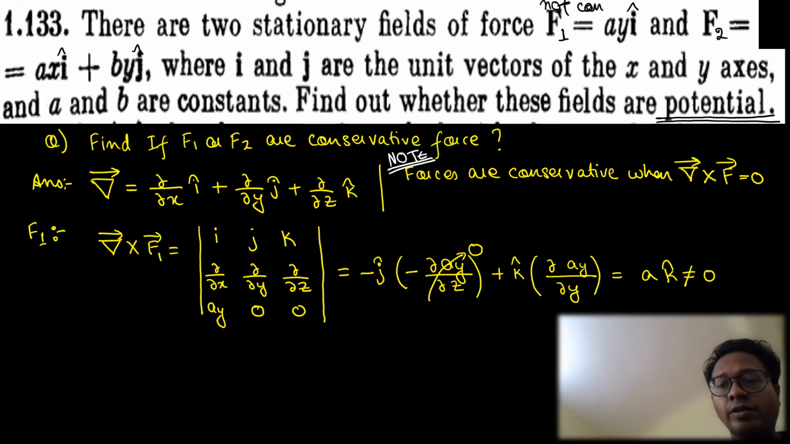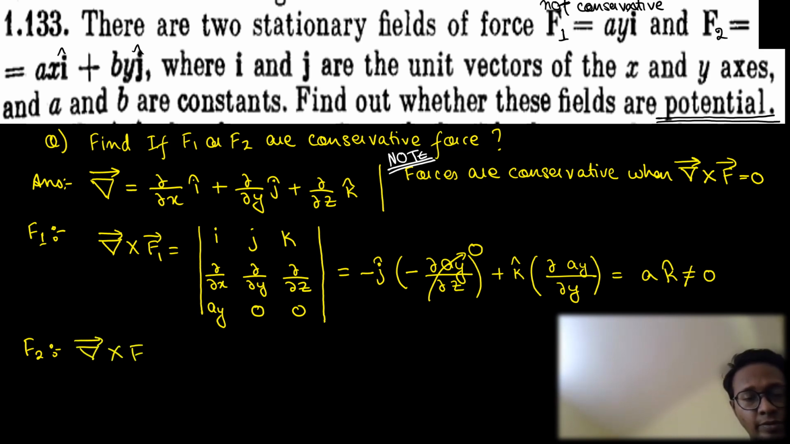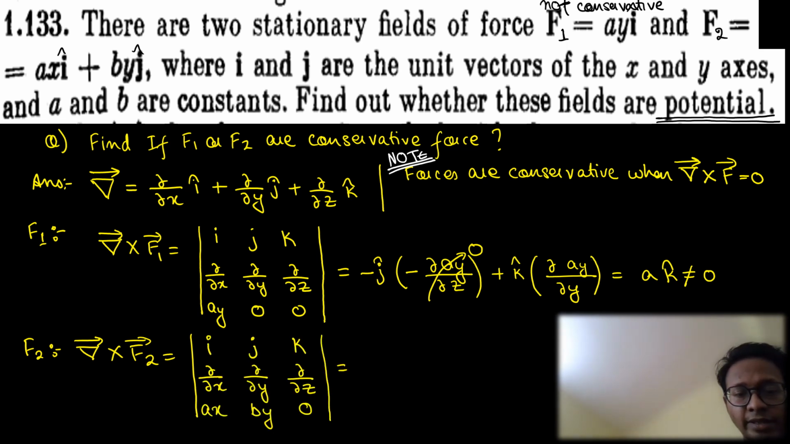It cannot be stored as potential energy. Now I'll check force F2: del cross F2. Similarly, I make the determinant, writing the cross product in determinant form. This is d by dx, d by dy, d by dz, and ax by 0. Now I solve this determinant.